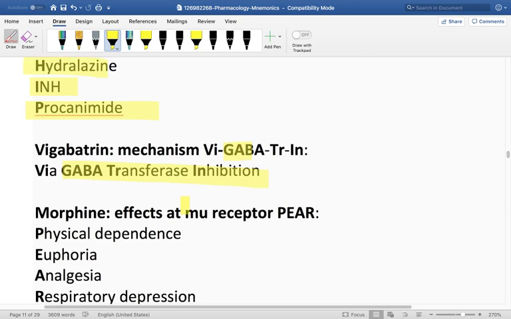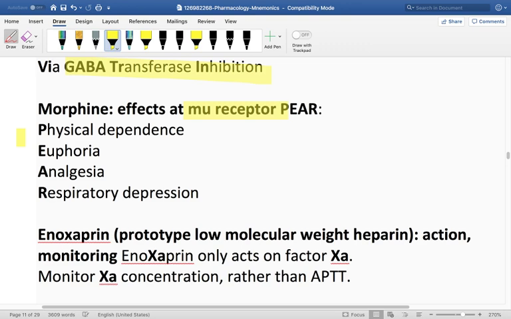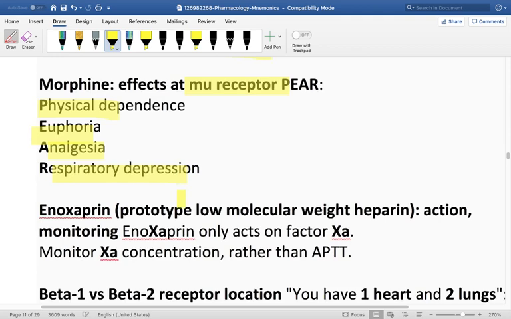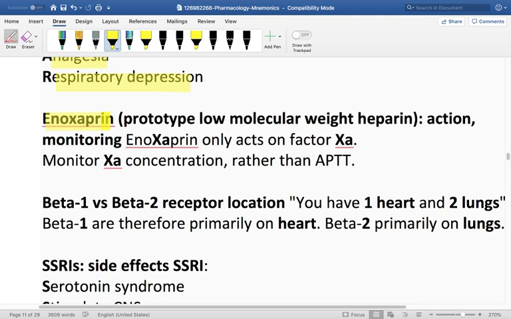Morphine, what is the effect of it on mu receptor? PR, physical dependence, euphoria, analgesia, respiratory depression. Now, enoxaparin. Enoxaparin is the prototype for the low molecular weight heparin. If you are giving enoxaparin, remember xaparin, XA, it only acts on factor 10A. That's the reason you need not monitor APTT. What you need to monitor is only 10A concentration, but not always do you need to monitor that.